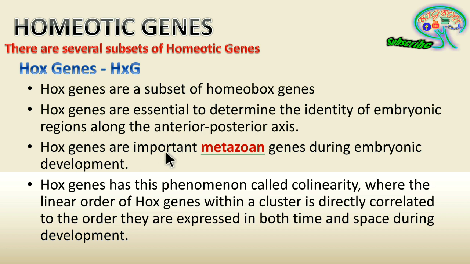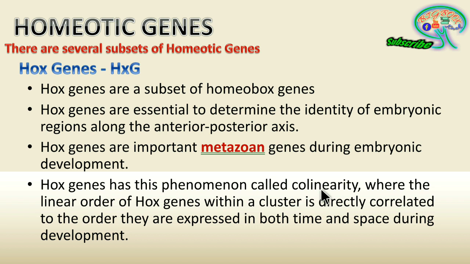Here, the third point is that they are important metazoan genes during embryonic development. Metazoans are all the multicellular organisms which are well developed with organs. So within these metazoans, Hox genes are responsible for the complete embryonic development. That is the meaning of this sentence. And further, it is collinearity.